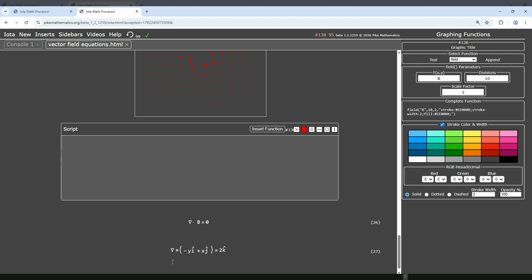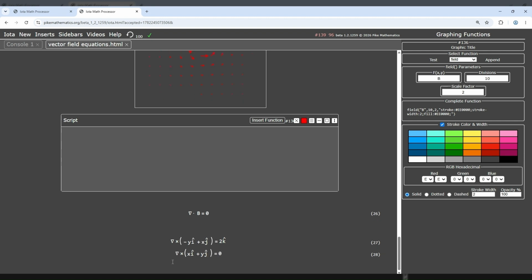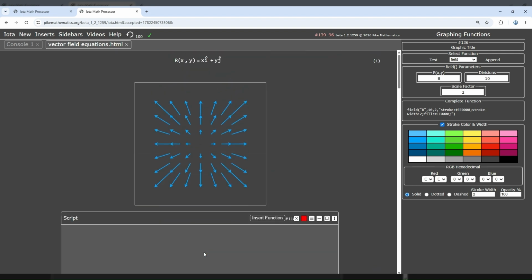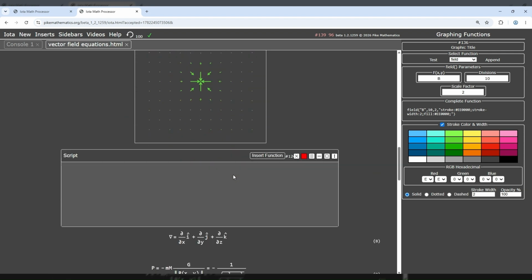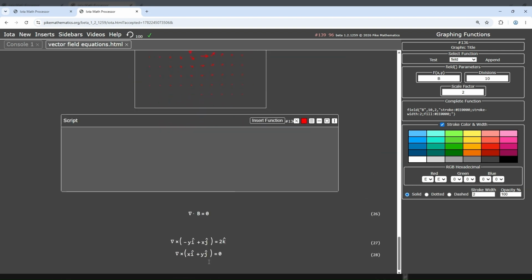We're going to try another curl. So \CUR of, say, xi plus yj. What does that give us? 0. Okay, I think this is the first vector field we graphed. Yes, this one right here. And you can see, again, the curl gives you a measure of how much the field is rotating. There's no rotation around an axis, and so it makes sense that the curl there is 0.